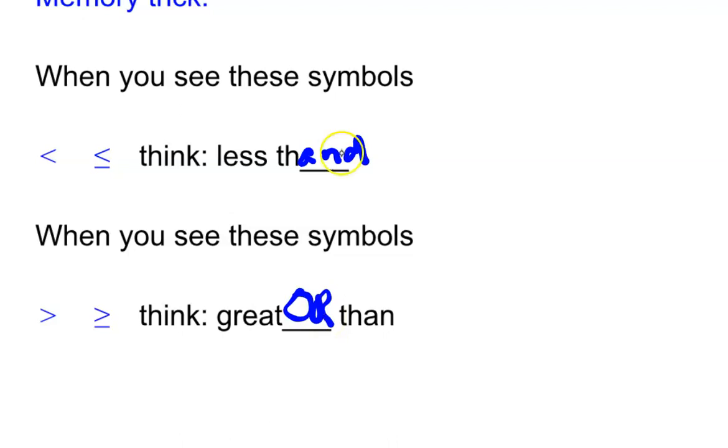When it's and, we only take the places where it's happening on both lines. When it's or, we can take any place that it's happening on either line.